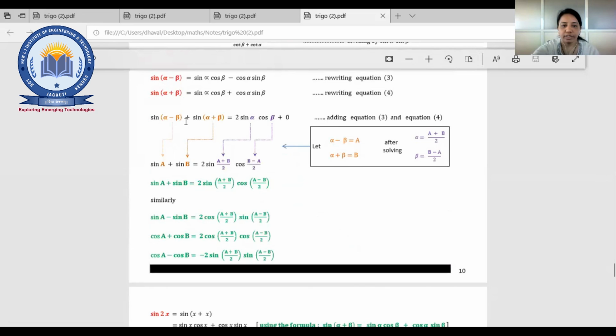Now another thing is the main equation that will be used very frequently in Mathematics 1. There are just two basic equations, these two of sine, written with the plus sign. That means addition of these two, so obviously the right side is also supposed to be added. Now you can see 2 sine alpha cos beta. The other terms are going to be cancelled out, and you will get this.